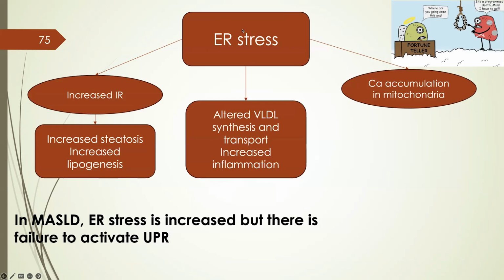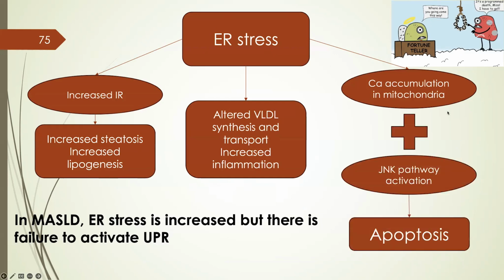Now, because ER stress is there, these incoming TAGs cannot be converted into VLDL, because they have to be formed on the endoplasmic reticulum. So there is an accumulation of a lot of fat within the liver that leads to stimulation of the JNK pathway. And this diseased endoplasmic reticulum having UPR is likely to be prone to the apoptotic pathway.